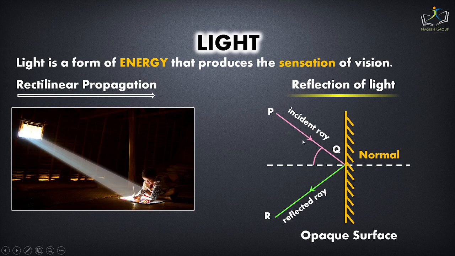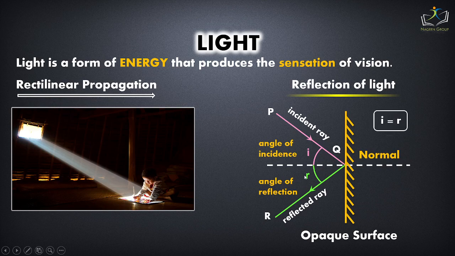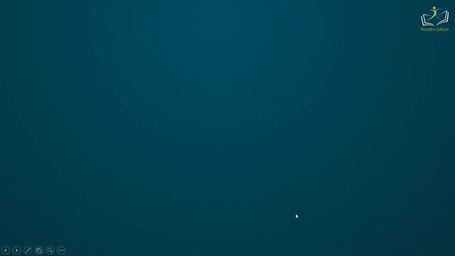Here the angle which the incident ray makes with the normal is called the angle of incidence. Another angle, the reflected ray with the normal, is the angle of reflection. And what we observe is that the angle of incidence is equal to the angle of reflection.